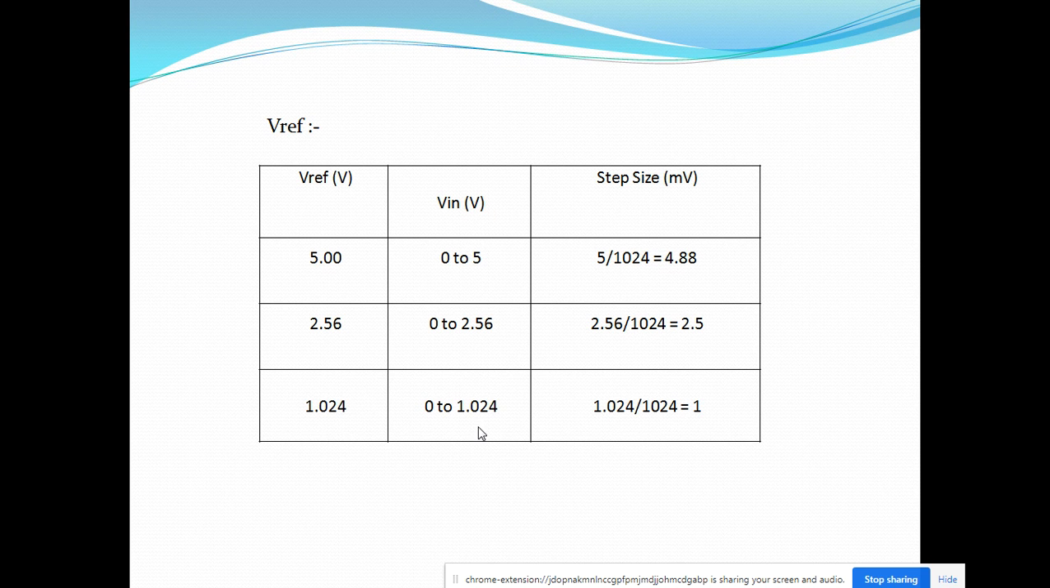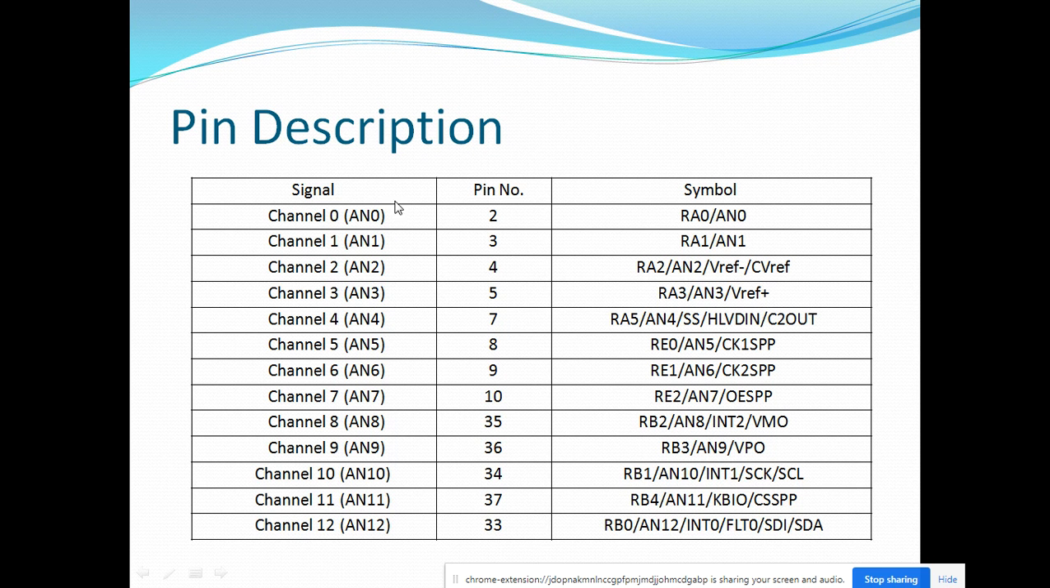Then we can convert it into hexadecimal form. Okay, this is V reference divided by the steps to calculate the step size. So 5 volt is the reference voltage and 1024 are the steps. Okay, for the conversion, 5 volt divided by 1024 gives us a 4.88 millivolt step size. Okay, so as we know, this PIC18F4550 comes with a 13 channel 10-bit ADC.